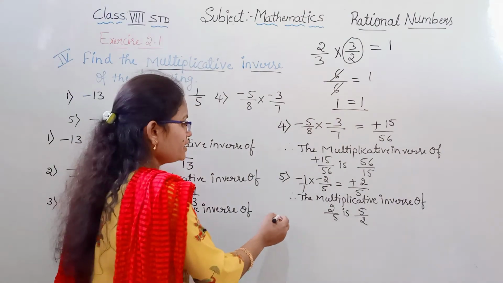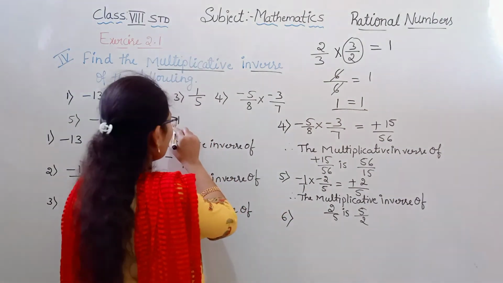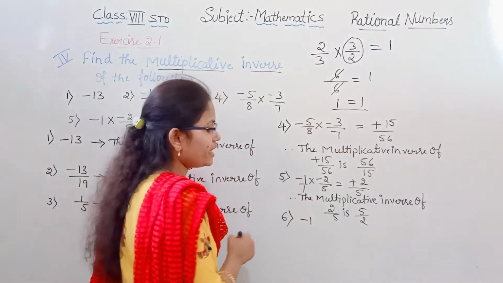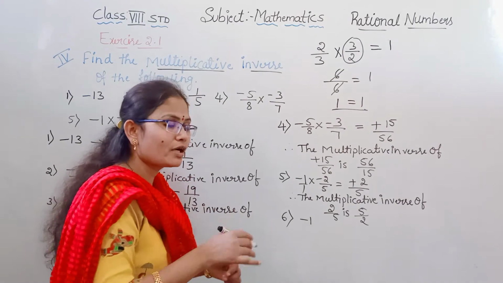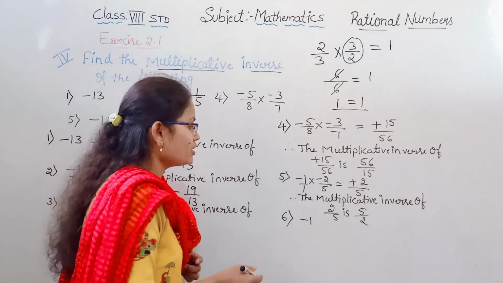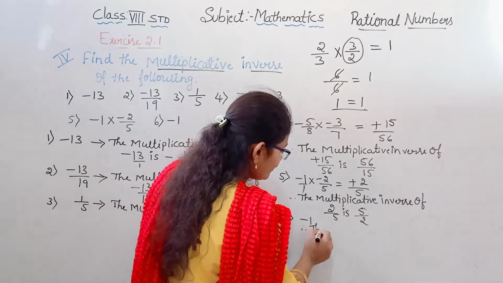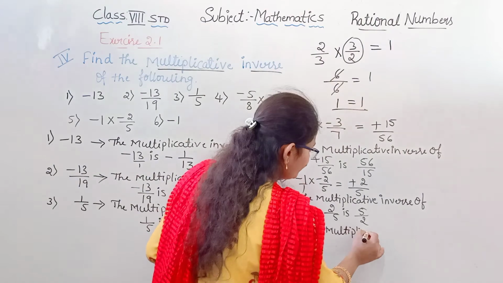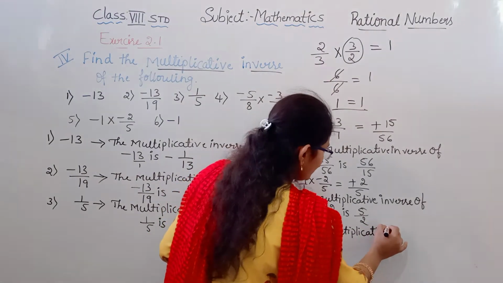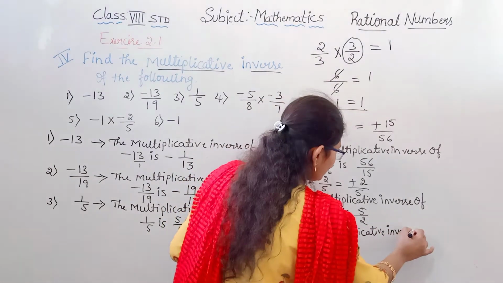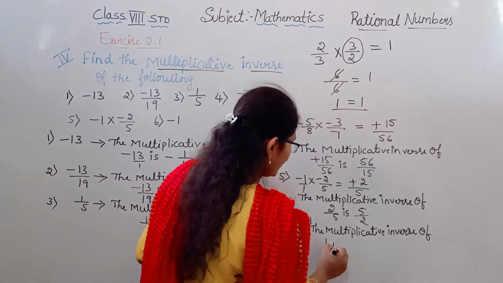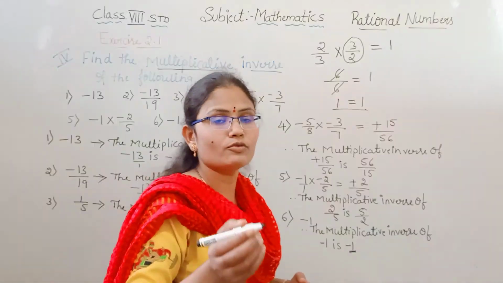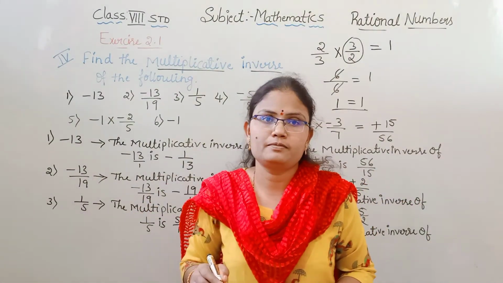In the same way, the sixth problem, what they have given? Minus 1. So for minus 1, what is the multiplicative inverse? For minus 1, the multiplicative inverse is itself. Therefore the multiplicative inverse of minus 1 is minus 1 only. Next we will move on to fifth main.